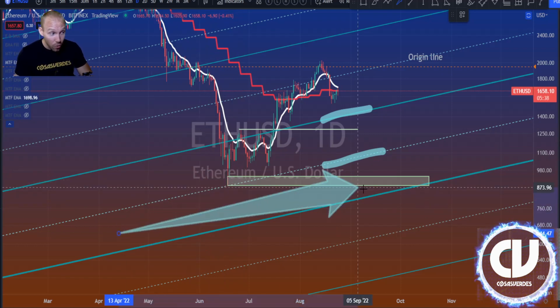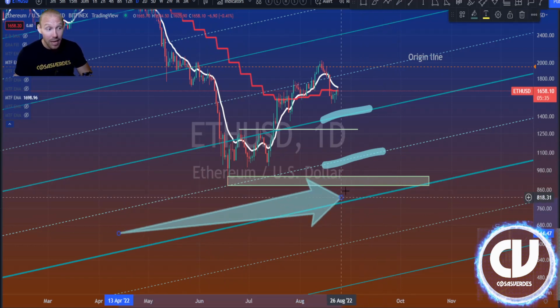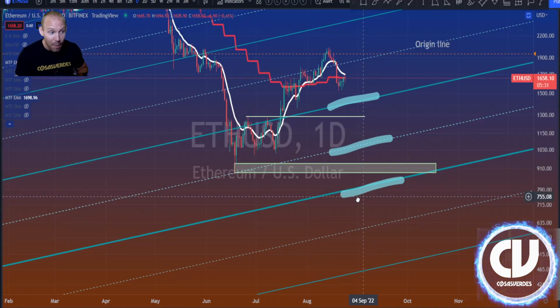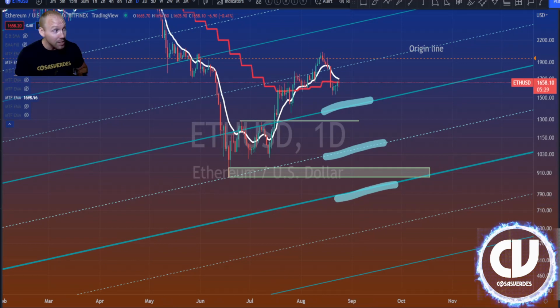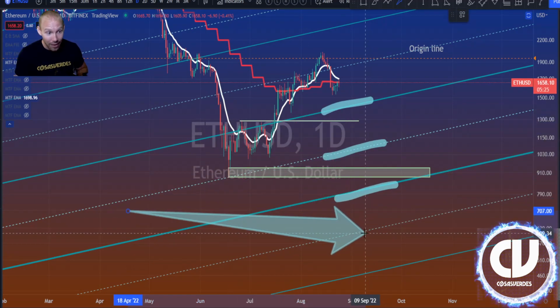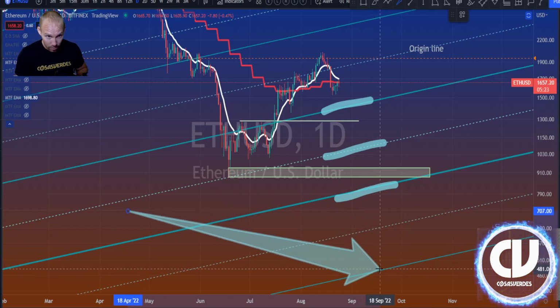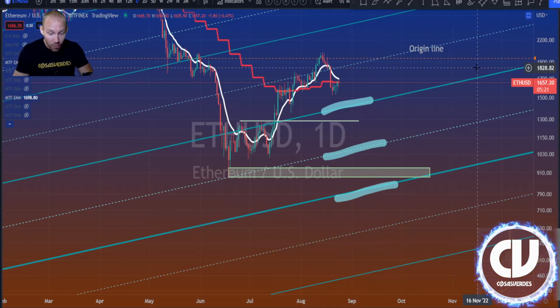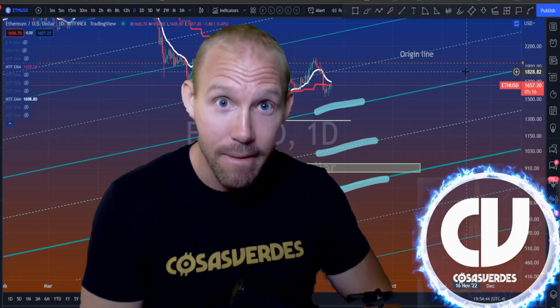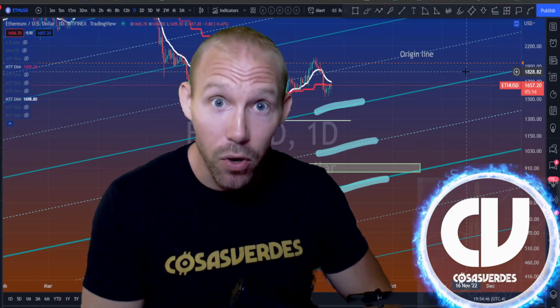So this low, this horizontal has to be taken out, which means even the next origin line down can't be the one it's going to stop at either, because it's going to be a macro move that easily takes out this low. So we're looking at down here or down here. Are you following this logic? Are you smelling what I'm stepping in? This is going to be a big move.